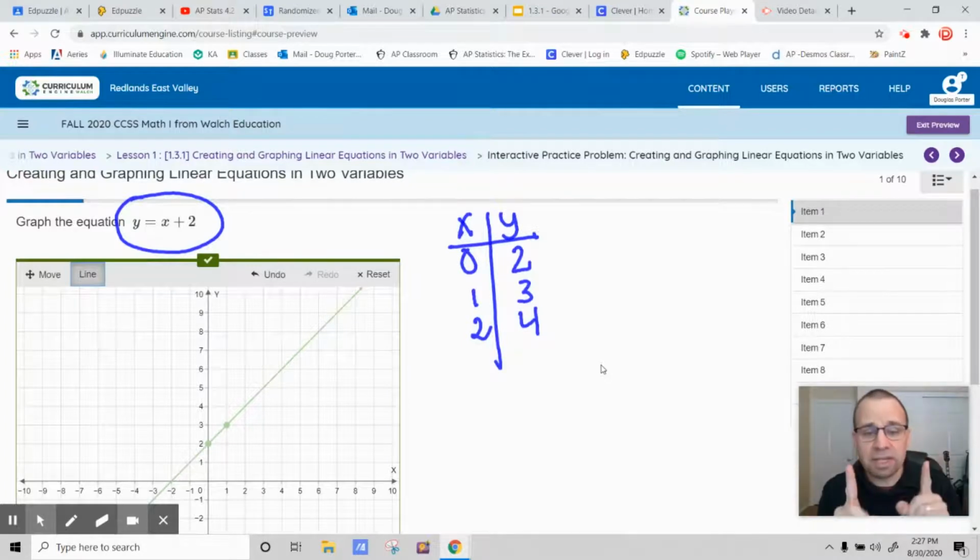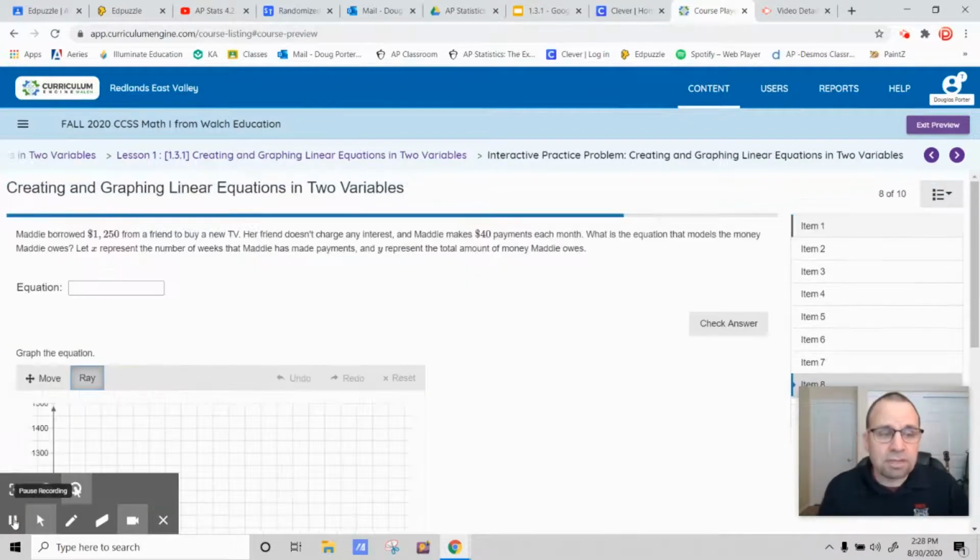Now, this is going to become kind of a pain later on if you're not making a table. So this is number 8 from your homework, and it says Maddie borrowed $1,250 from a friend to buy a new TV. Her friend doesn't charge any interest, and Maddie makes $40 payments each month. What is the equation that models the money Maddie owes? Let X represent the number of weeks that Maddie has made payments, and Y represent the total amount of money that Maddie owes.